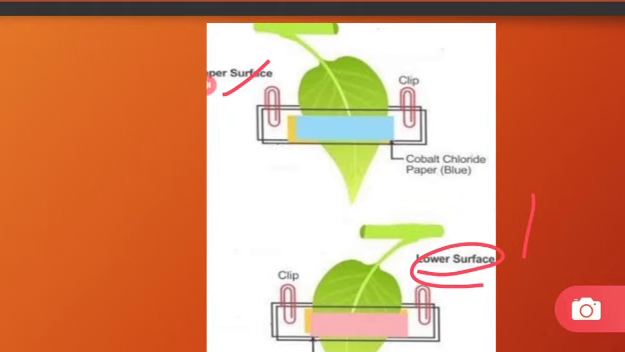We have clipped two cobalt chloride papers on both sides of the leaf, on the upper surface and on the lower surface. After a few hours, what will we observe?